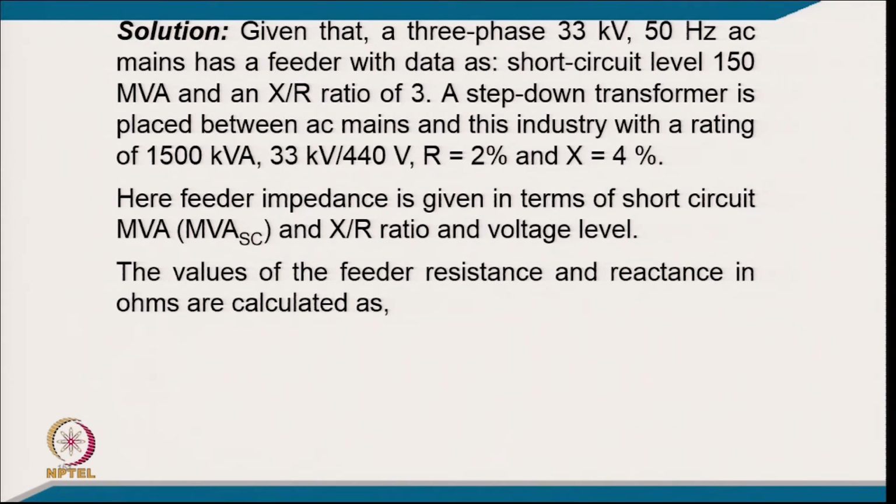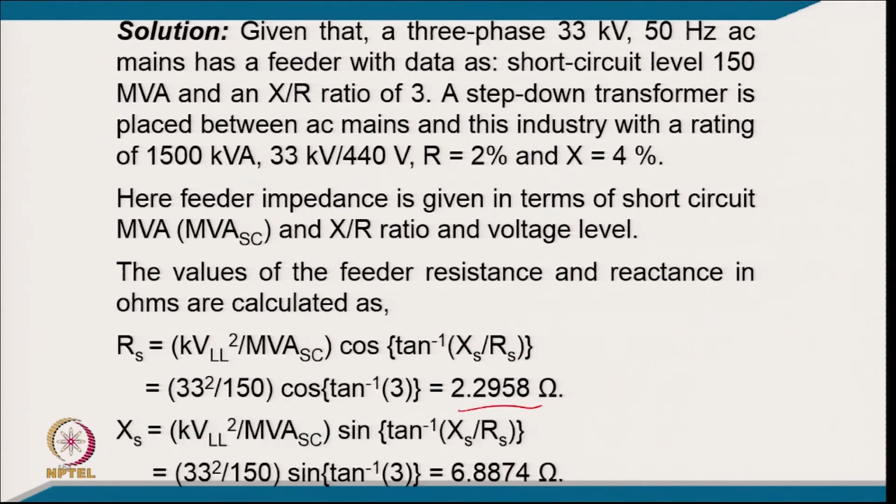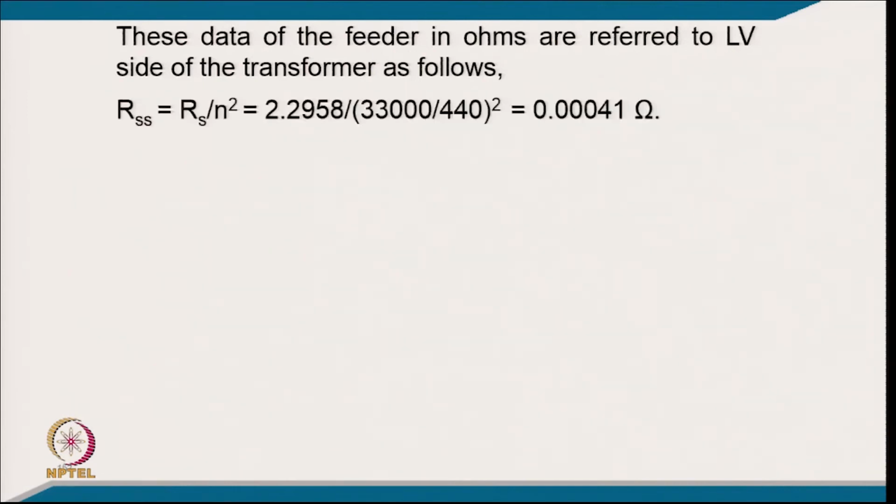The value of the feeder resistance and reactance in ohms are calculated from the relation of kV square divided by MVA, and cos X upon this. So the resistance of the supply comes 2.2958 ohm, and similarly reactance comes 6.874 ohm from putting the value in the relation. The data of the feeder in ohms are referred to the LV side of the transformer.